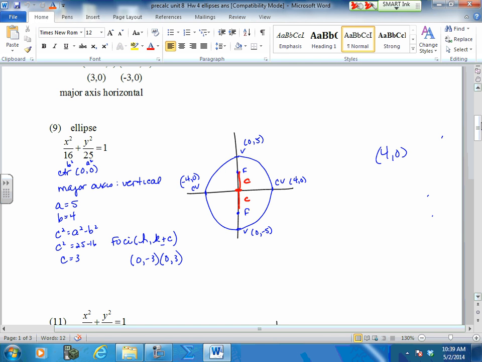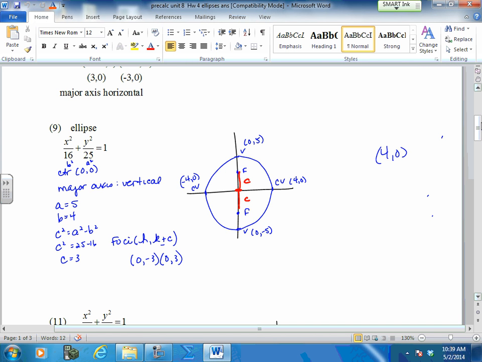Do the same thing with your vertex and do the same thing with your co-vertices. Don't forget, your vertex is on your major axis. Your co-vertices are on your minor axis. It's like a pilot and a co-pilot. Stop me if you have any questions.